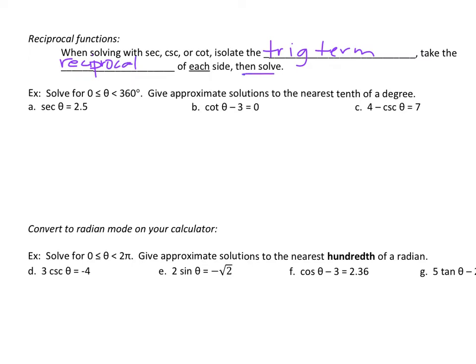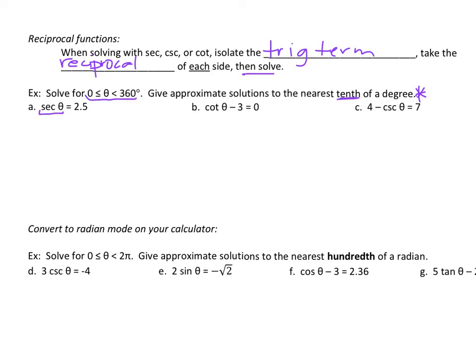Again, we're still sticking with degrees just for today. It says solve for all your values between 0 and 360 and round to the nearest tenth of a degree. All right, secant theta equals 2.5. So secant theta is the trig term. It's already by itself. Nothing's being added or subtracted, so that's awesome.